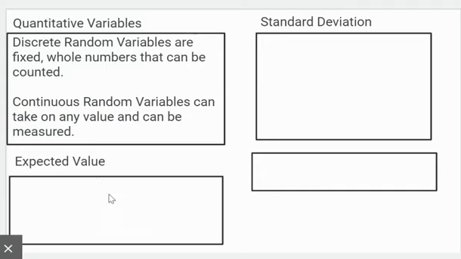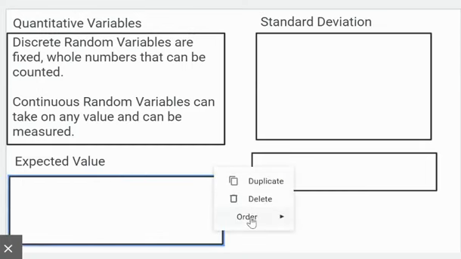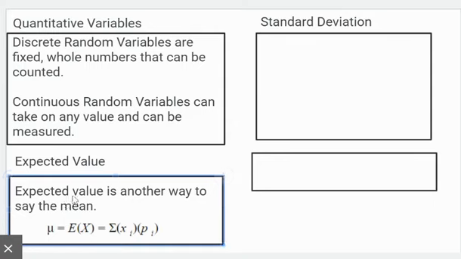So then that brings us to expected values. Now we've been looking in this particular lesson at probability distributions. So an expected value is another way to say mean. When you hear expected value or what do you expect, you should be thinking mean or average.